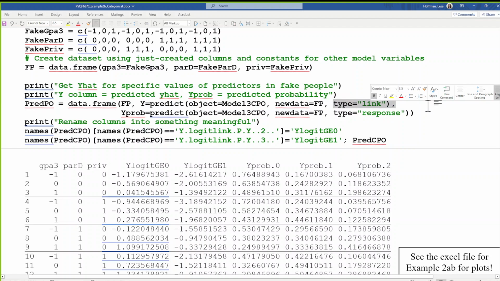What do you think that's going to give me? Logits. So I don't have to say logit or probit specifically, because it knows based on the stored model object what my link function was. So link is what I write. So that's going to give me a predicted Y column in logits.